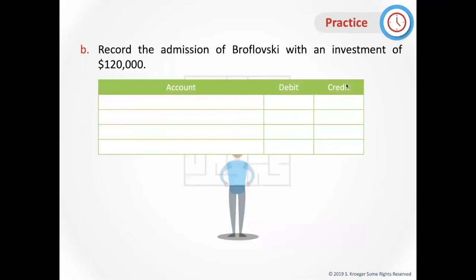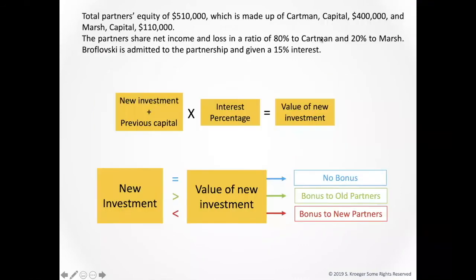For instance, in Part B, record the admission of Broflovsky with an investment of 120,000. Everything else is the same. We're going to use the same formula to figure this one out. The new investment this time is 120,000 instead of 90,000. We're still going to add that to the previous capital of 510,000, which gives us a total of 630,000.